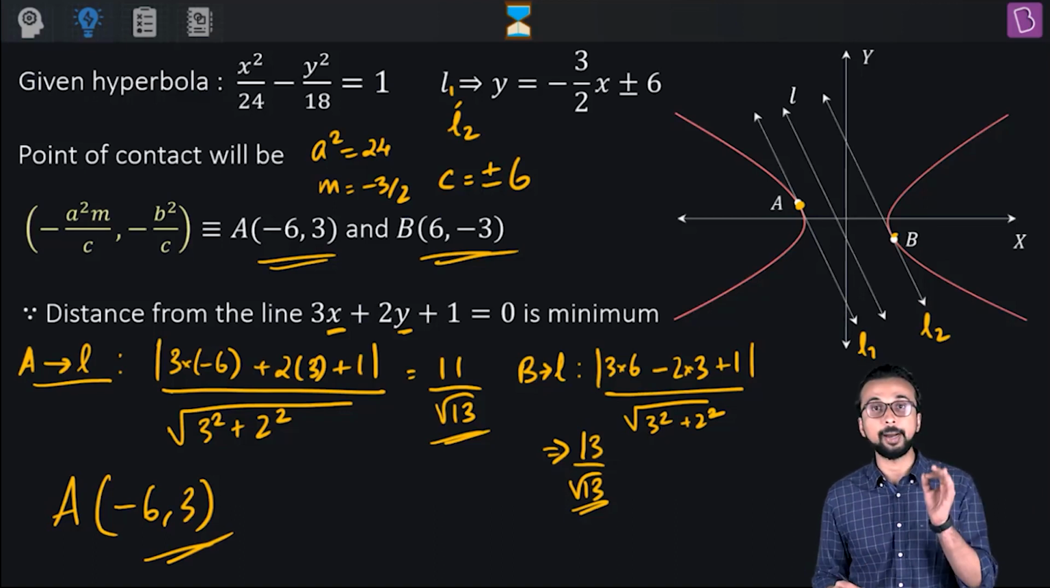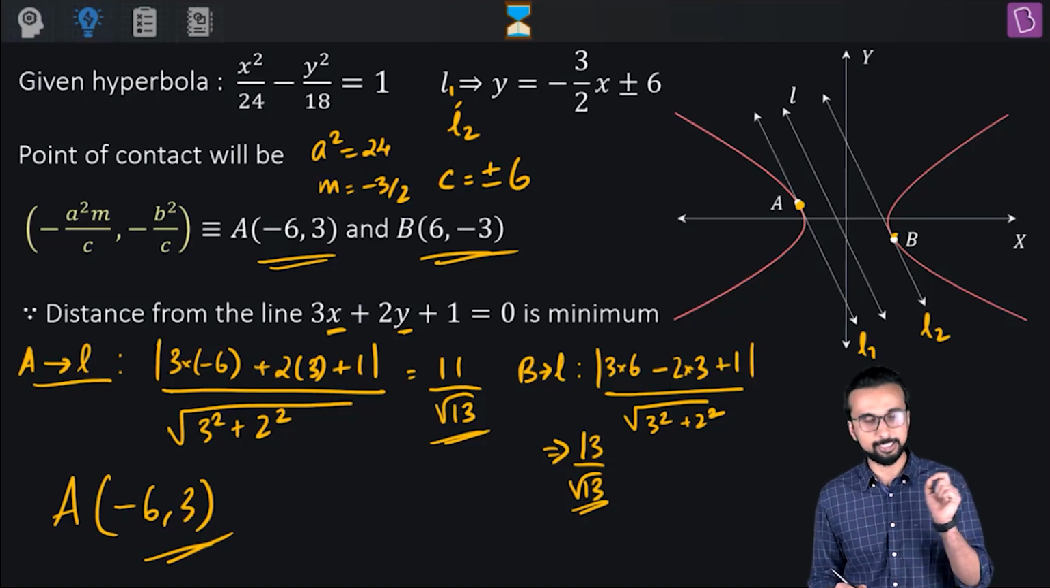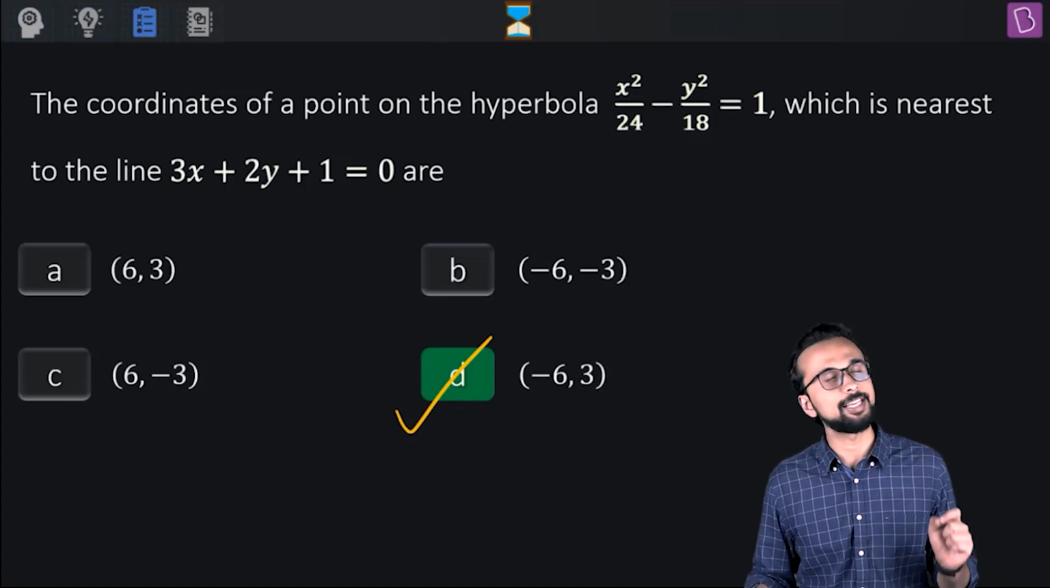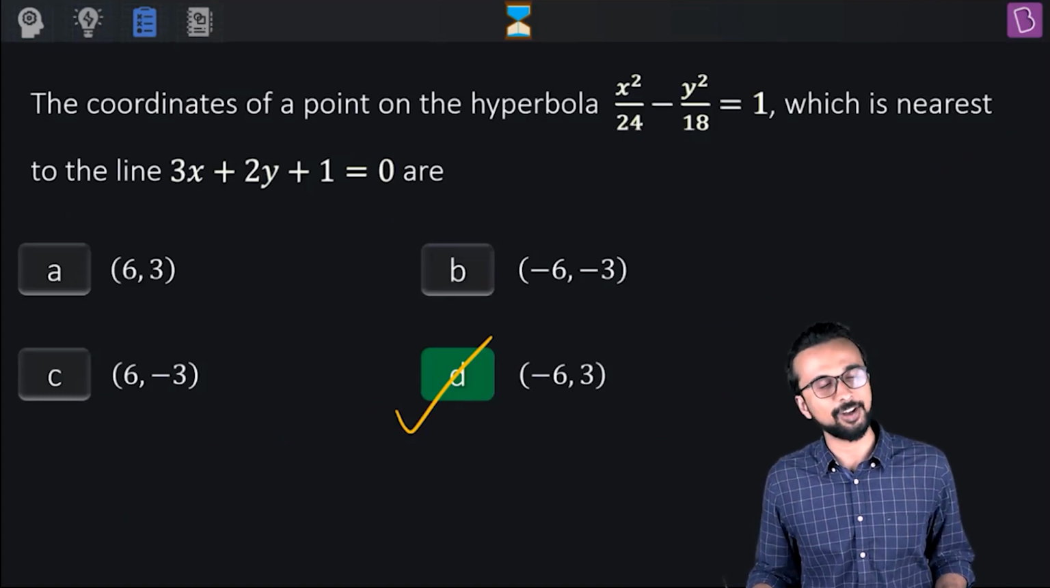A is (-6, 3) here. Let's mark it in our options. (-6, 3) is option D, and hence this will be our right answer. Got that?